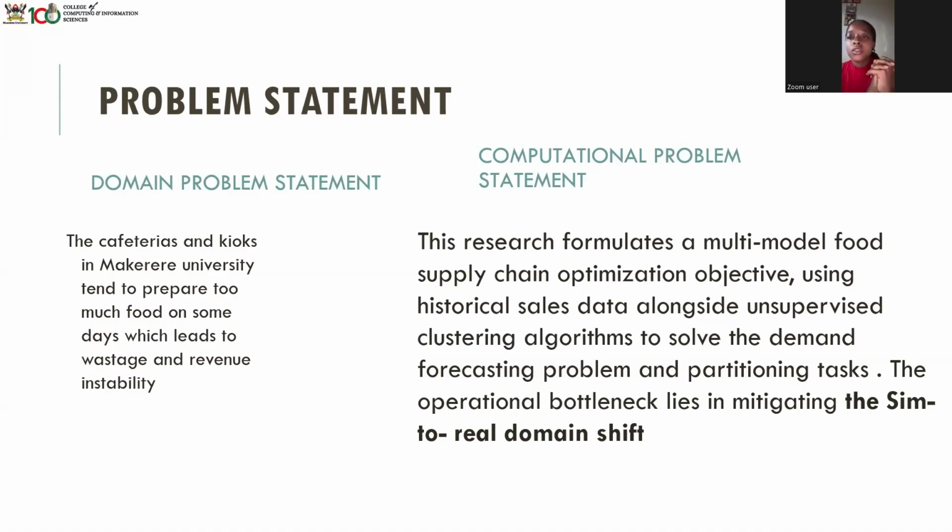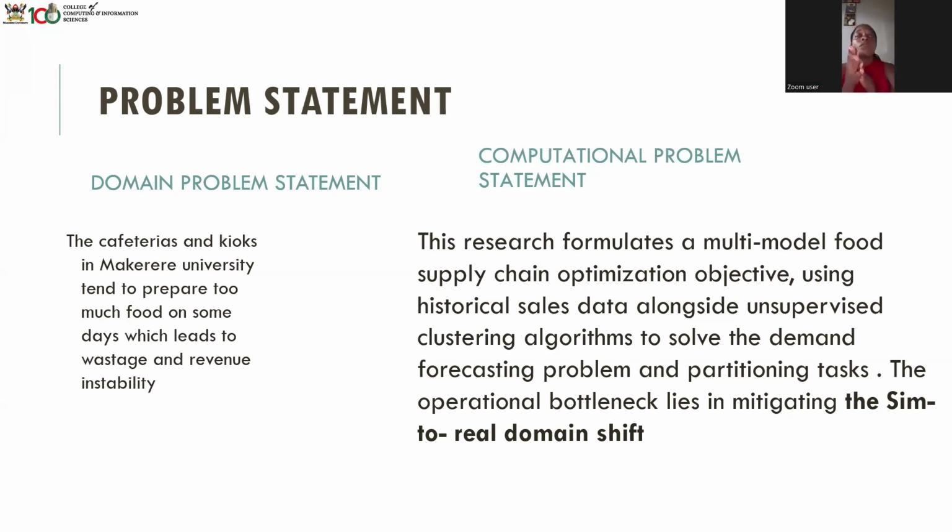For the computational problem, as we were coming up with our multimodal food supply chain optimization system, we realized that there's a sim to real domain shift. And this is what we are trying to mitigate. It's what we are trying to solve.